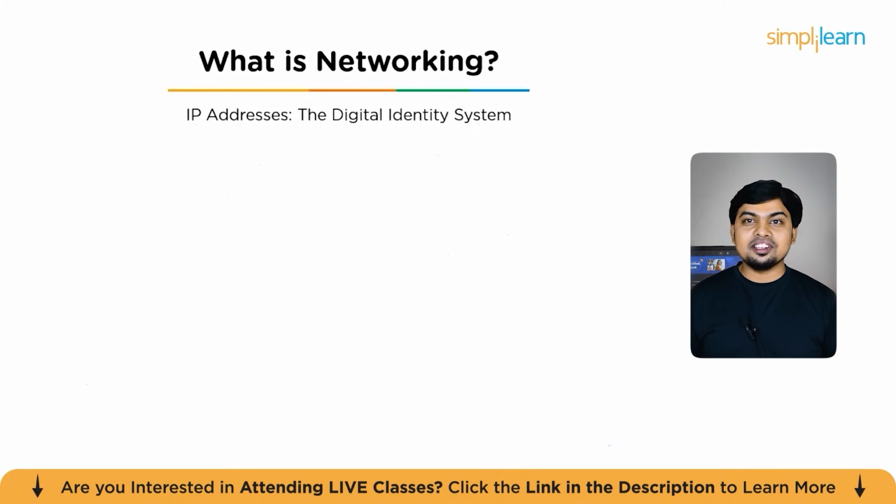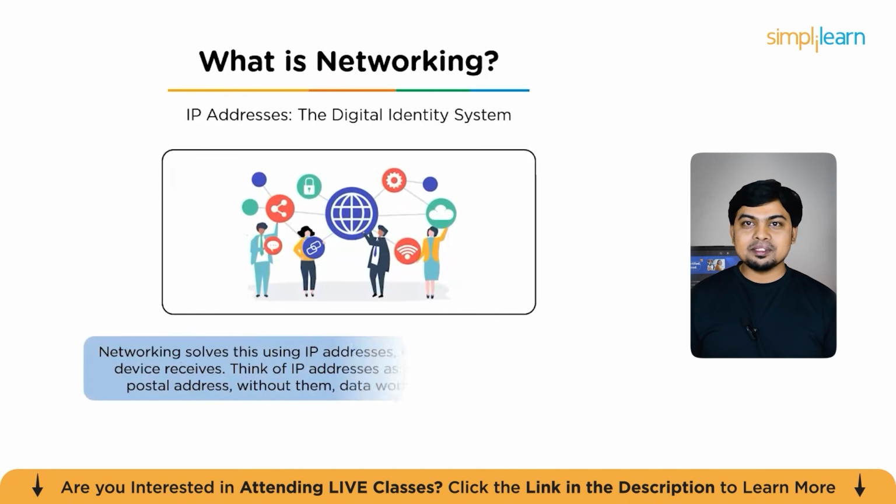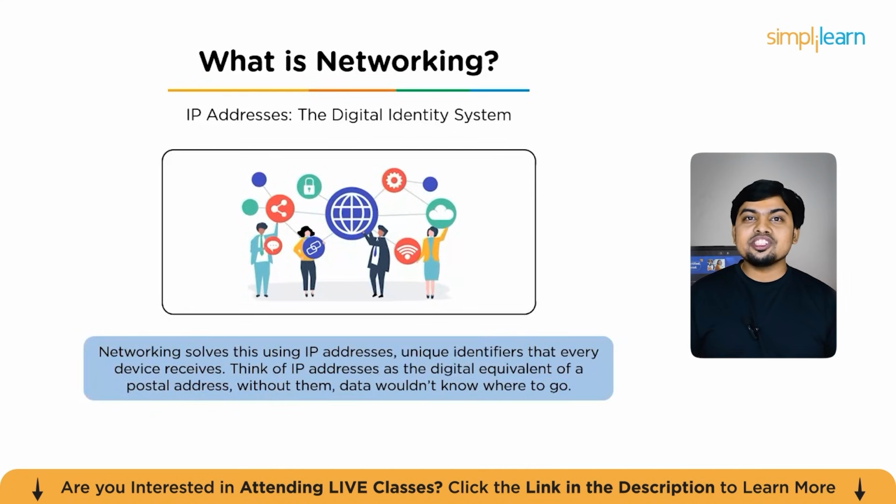Next is IP addresses, the digital identity system. Now, imagine trying to deliver a package in a city with no house numbers. You would be lost instantly. Networking solves this using IP addresses, unique identifiers that every device receives. These addresses can be assigned by the Internet Service Provider or ISP, or by your home router when you're inside a local network. Think of IP addresses as the digital equivalent of a postal address. Without them, data wouldn't know where to go.